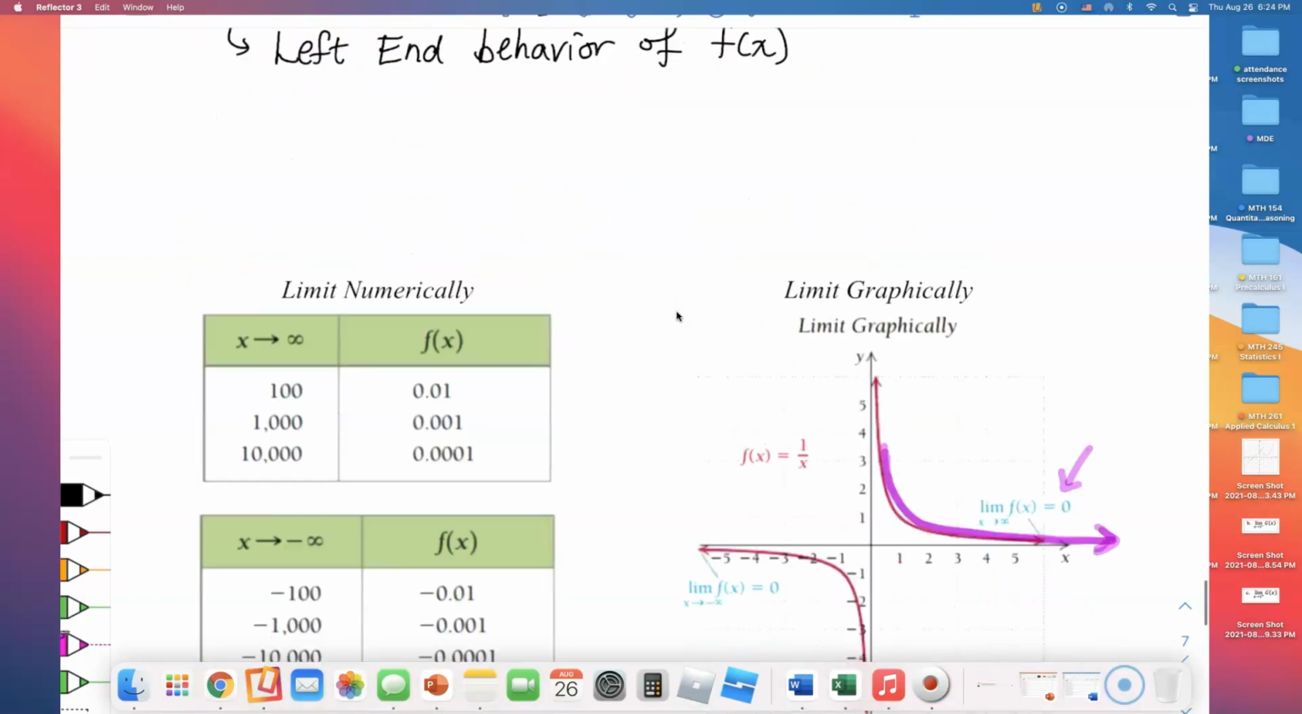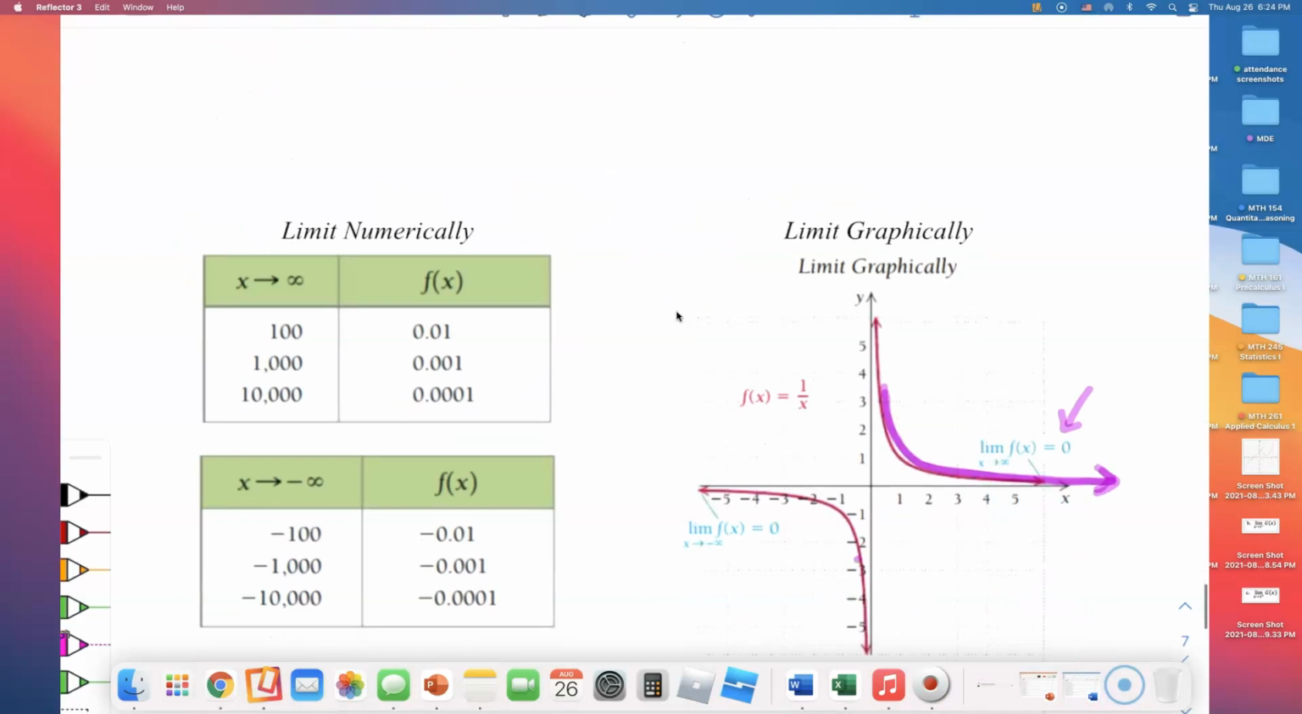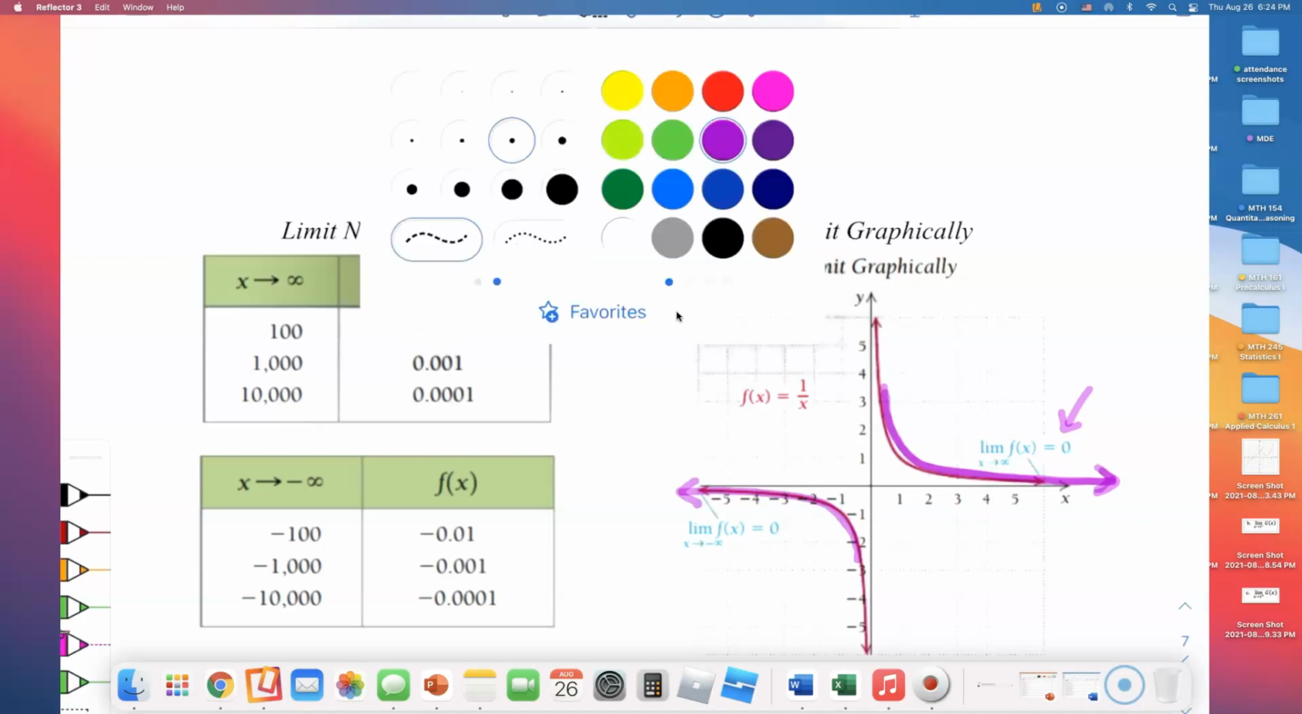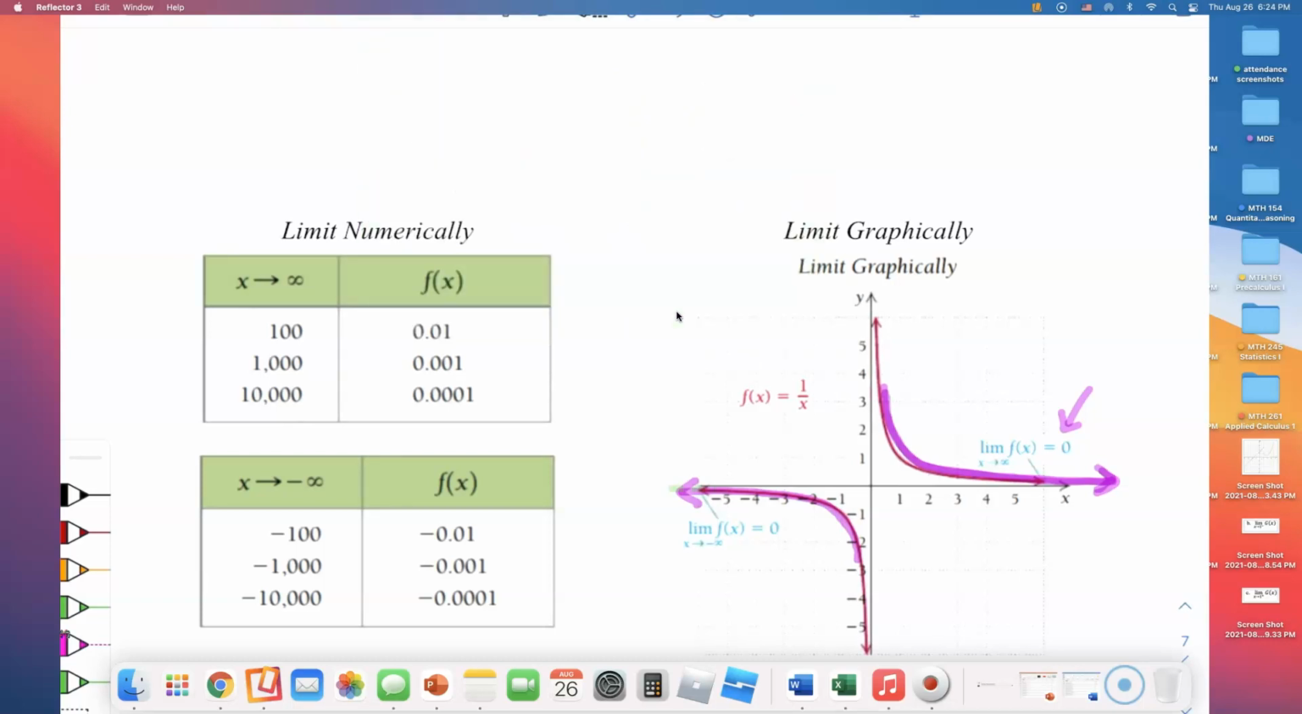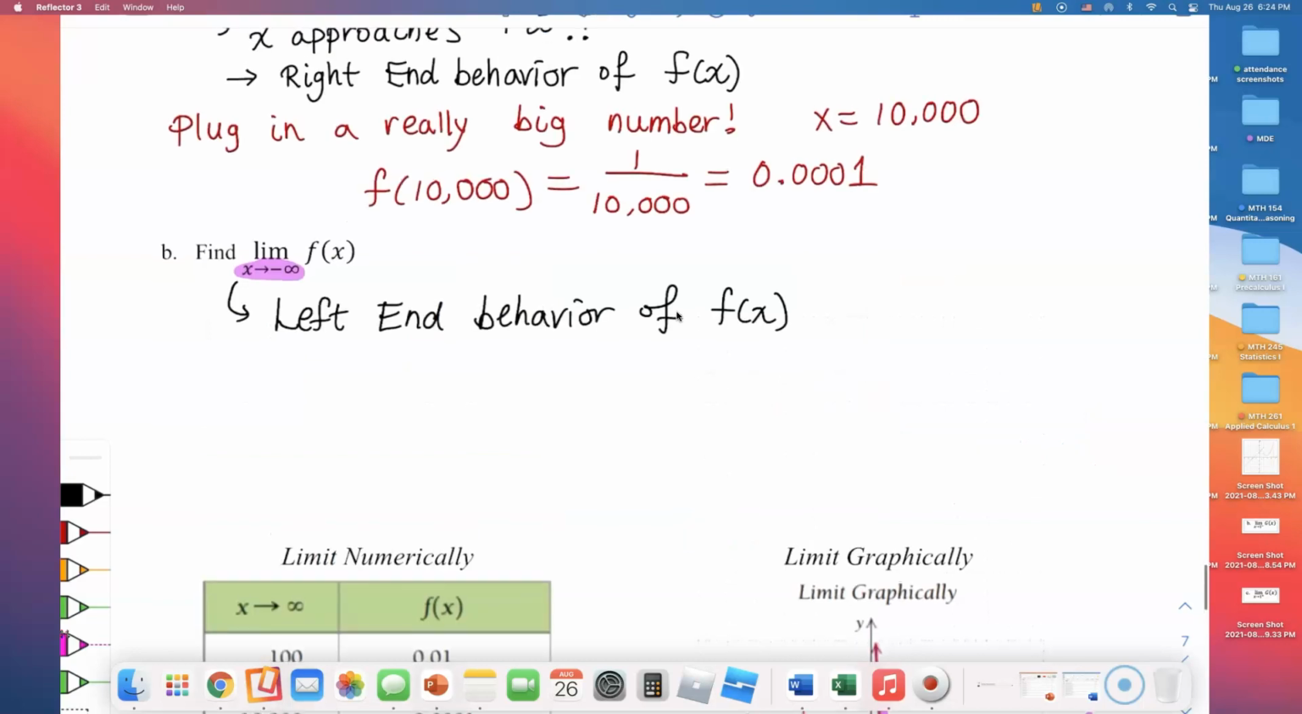So look at the graph. As you follow this graph to the left, it's going up from the bottom, but can you see that it's getting really, really close to 0 again? Because we have a horizontal asymptote at y equals 0 for this graph. So the answer is 0 again. And if you want to check this, try to plug in a really small number.